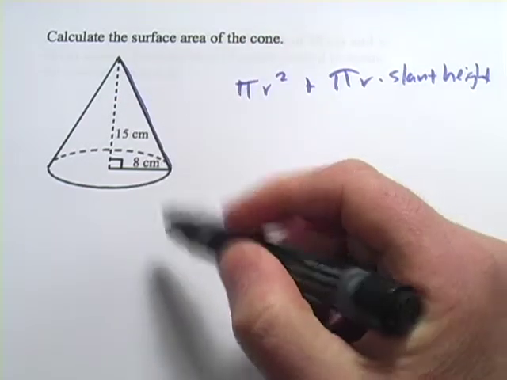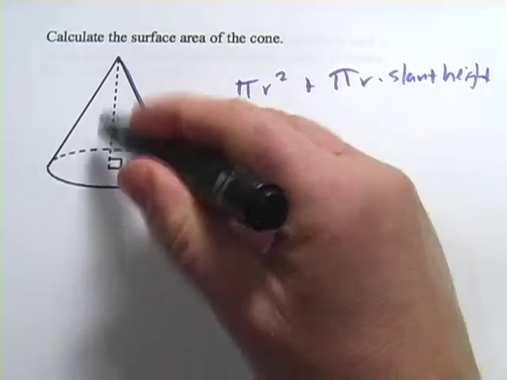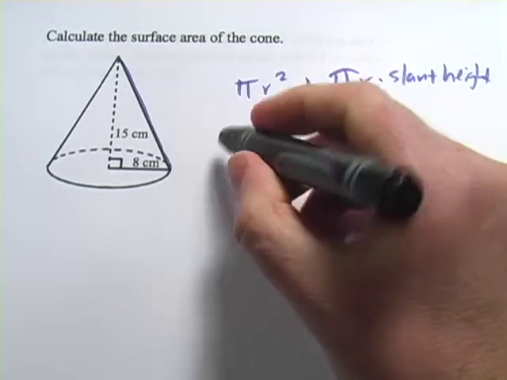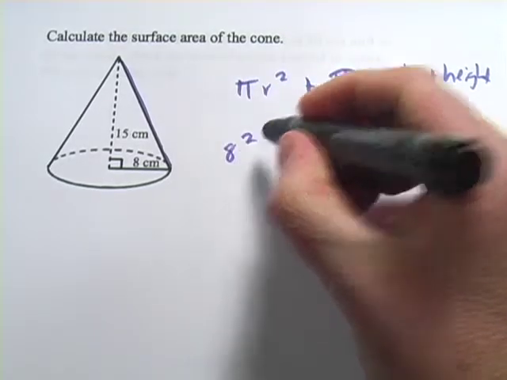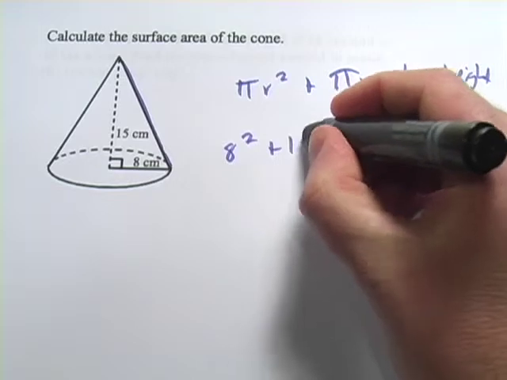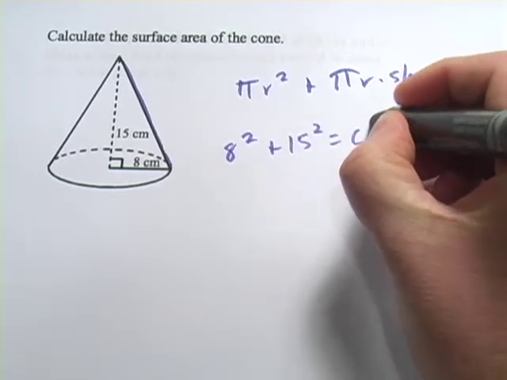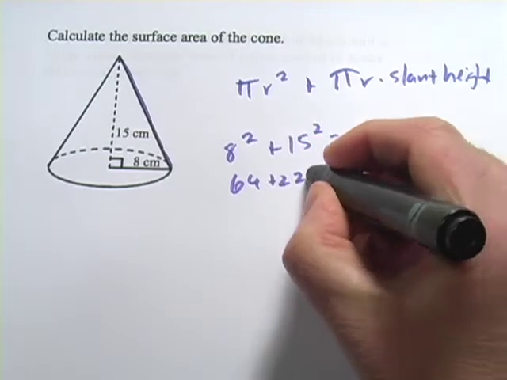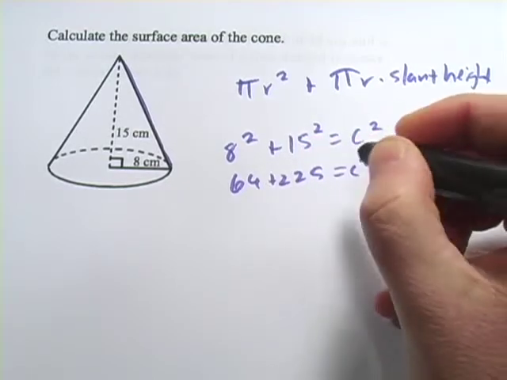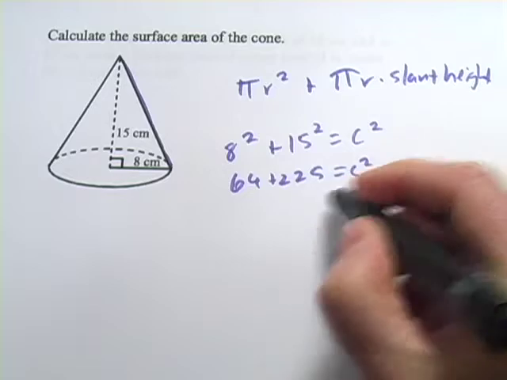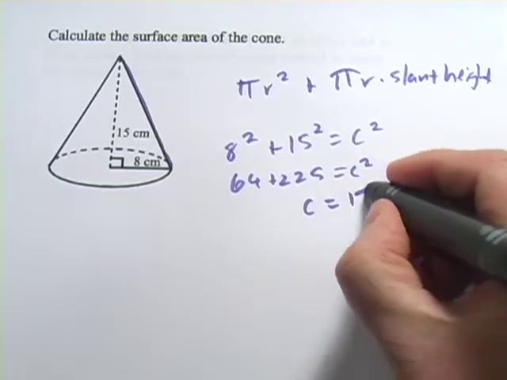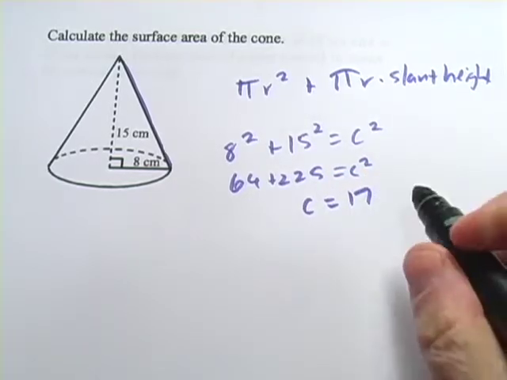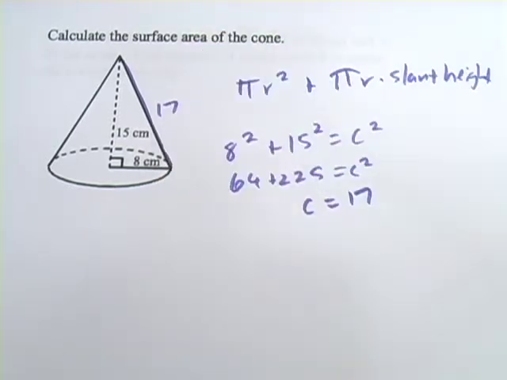In this diagram, we don't have the slant height, but we do have a right triangle here, so we can figure it out. To figure out the slant height, we would use the Pythagorean theorem. We'd say 8 squared plus 15 squared equals c squared. And you would get 64 plus 225 equals c squared. So c is going to equal 17 here. You can check my math if you don't believe me. So we've got our slant height of 17.